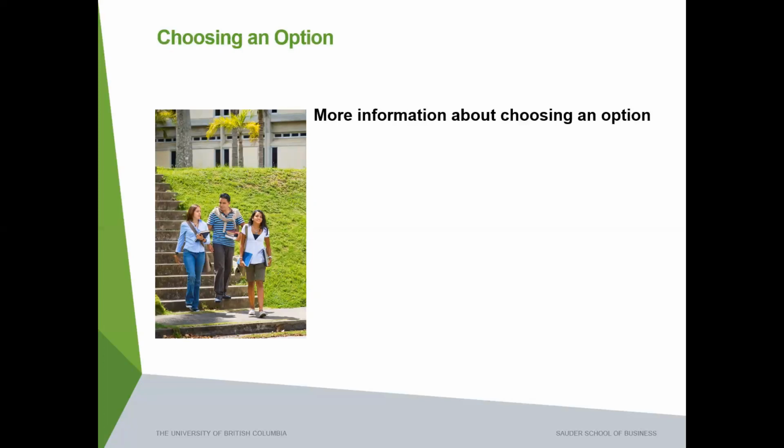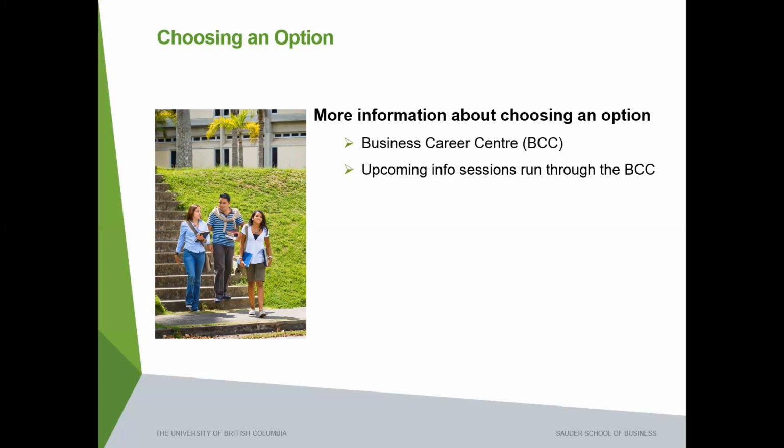Now's the time to start gathering information about making the right option choice for yourself, and there are a few places you can go for that. The Business Career Center is a good start. They have information sessions running through the BCC, so watch out for those that might come up. I know that they do a lot of career coaching sessions as well. There's the undergraduate office, where you can contact an academic advisor to talk about choosing your option and any questions you might have around the academics of your option.